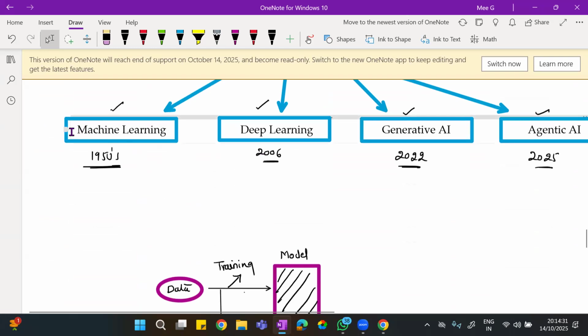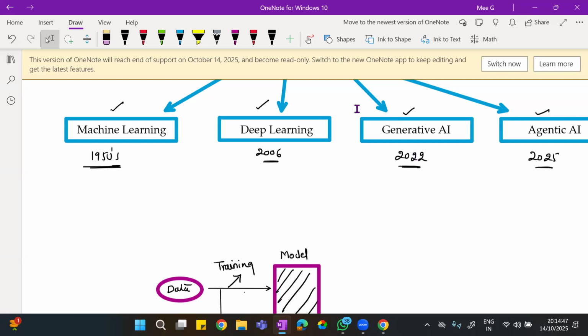Tomorrow we will learn what is machine learning, what is deep learning, and generative AI, and we will continue with this. And the day after tomorrow, mostly we will do agentic AI and the coding part of generative AI.